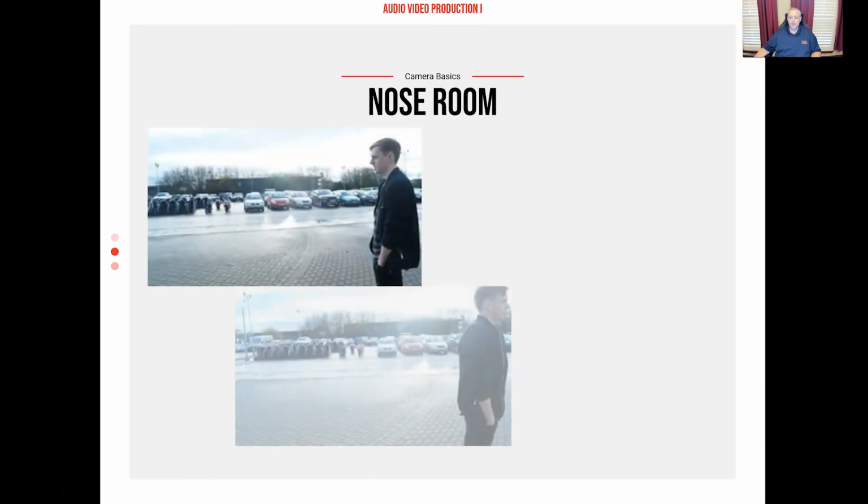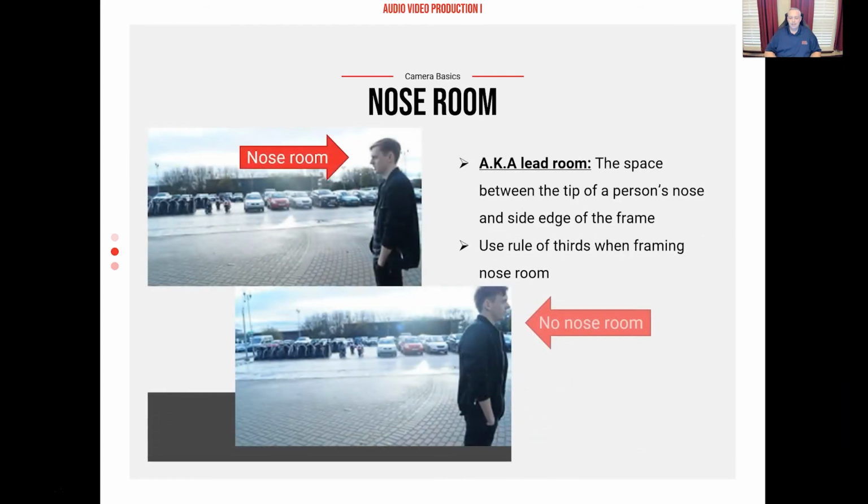All right, the next one is nose room. So you have a character that is speaking, and let's say you did put them in rule of thirds. This isn't quite rule of thirds. This guy's getting cut off a little on frame. But you notice when he speaks in the top picture, he's got plenty of nose room, plenty of room from the tip of his nose over to the edge of the frame. And maybe there's something happening out here, but there's room for stuff to develop here.